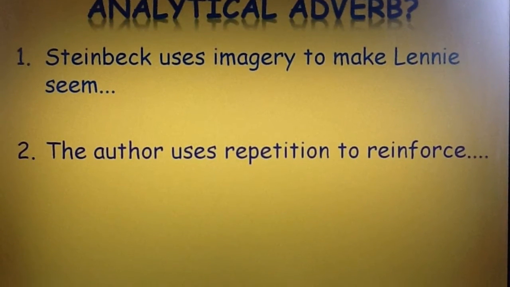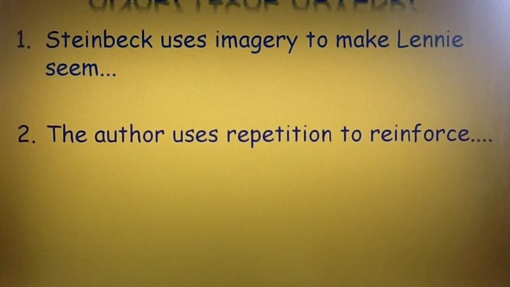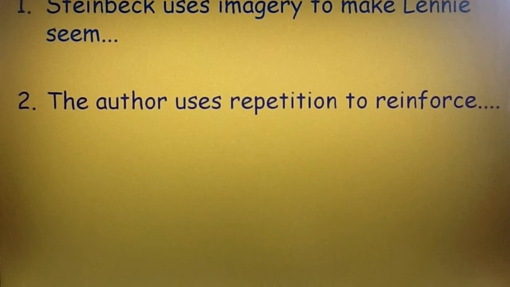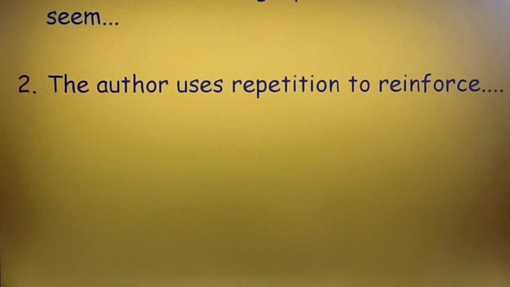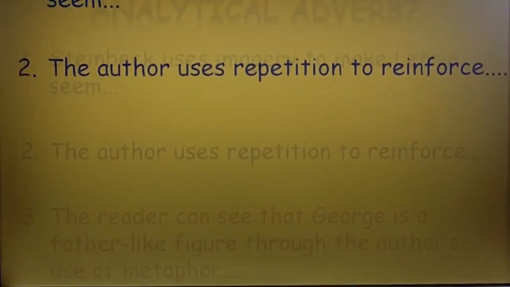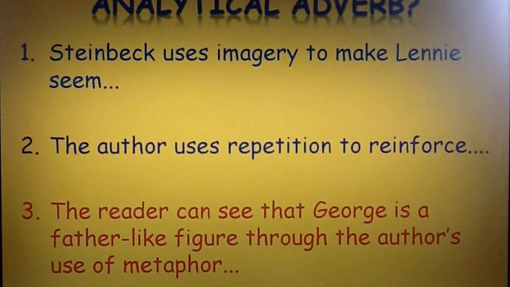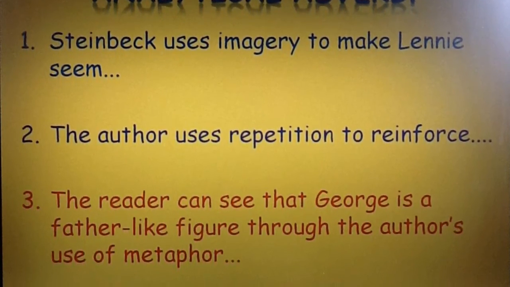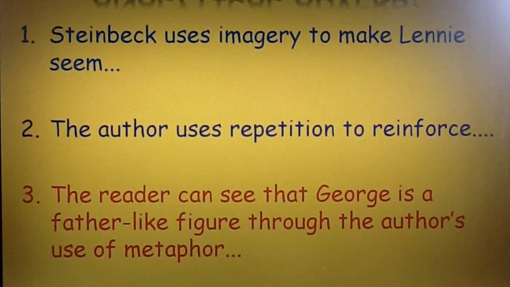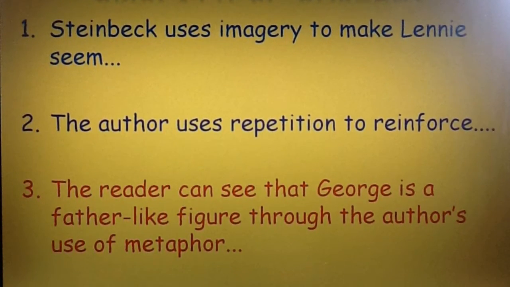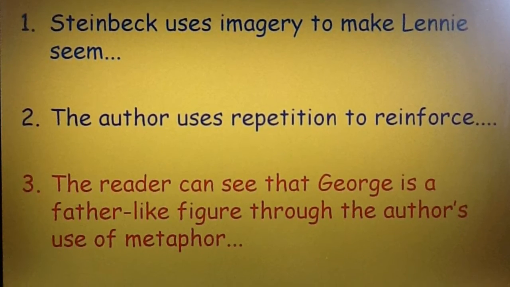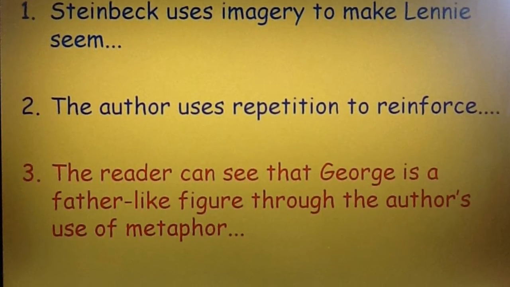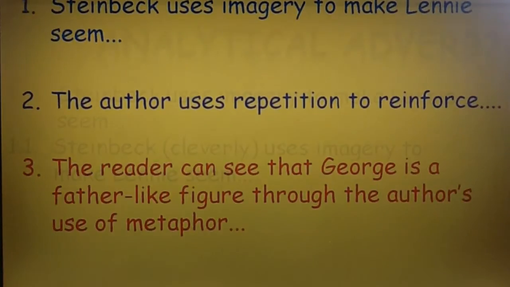Here's another simple one. The author uses repetition to reinforce the idea that George is blah blah blah, or that Jem is blah blah blah. But again, it's missing the analytical adverb. And lastly, there you can see another sentence stem. The reader can see that George is a father-like figure through the author's clever use of metaphor or whatever it is. Good, solid writing, focused on the author, focused on the reader, focusing on language, but just missing out this word, which I'm about to show you right now.